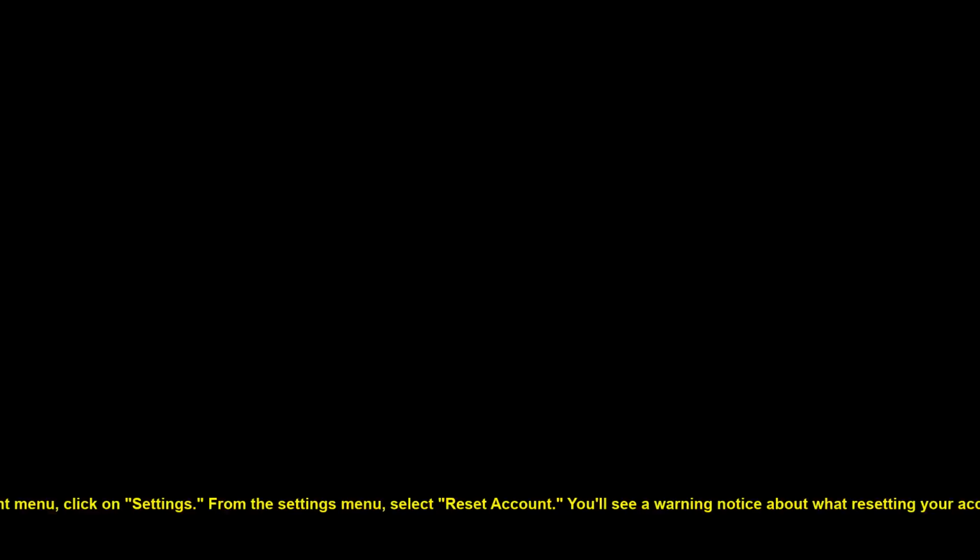To reset your marketing tools in Mailchimp, start by logging into your Mailchimp account. Once you're logged in, navigate to the account section located in the bottom left corner. In the account menu, click on Settings. From the Settings menu, select Reset Account.